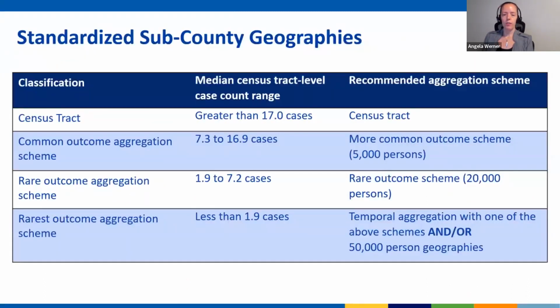This shows the final set of recommendations that we came up with from our piloting. These recommendations can be used in combination with temporal aggregation to achieve the desired median census tract level case count range. You'll also notice a 50,000 person aggregation scheme that was created after the initial work to address some outstanding data gaps.